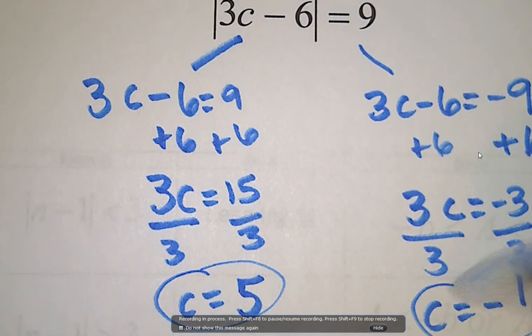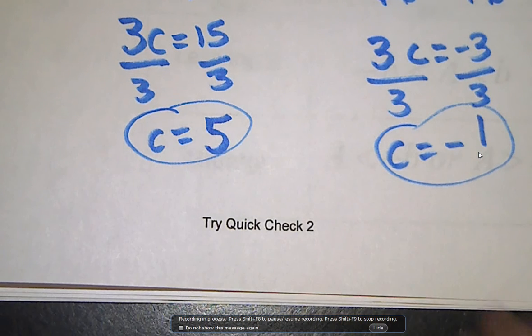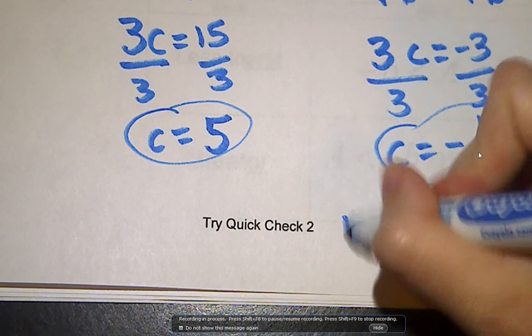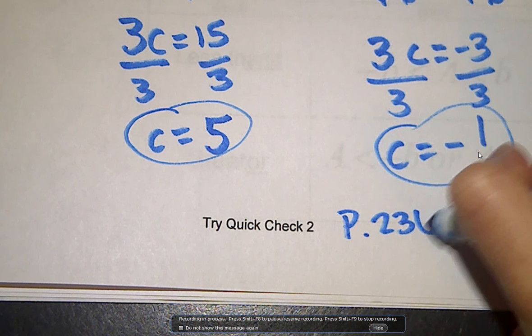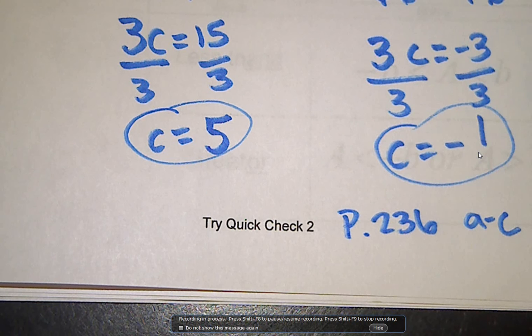So what I would like you to do is try quick check 2 now, which is on page something. It's on page 236. And I would like you to do A through C. So hit pause and then come back when you're ready.